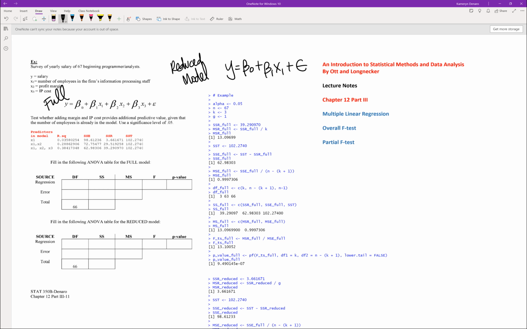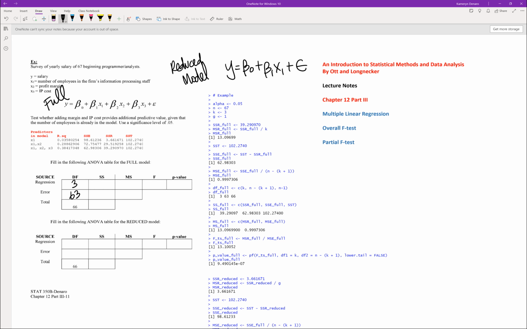All right, so for the full model, remember we have 3 predictors in our model. We're estimating 4 coefficients, beta 0, beta 1, beta 2, beta 3. So k plus 1 minus 1 is just k. That gives us a value of 3. Okay, n minus 1, 67 minus 1, that's 66. And these should all add up. So the degrees of freedom for the error should be 63. We double check: 3 plus 63 equals 66.